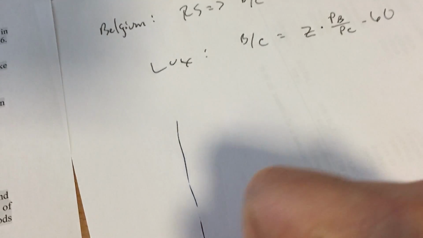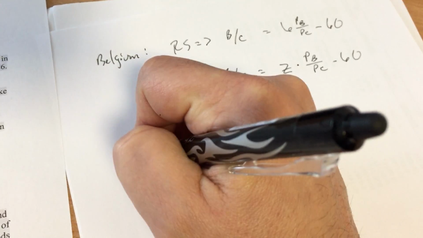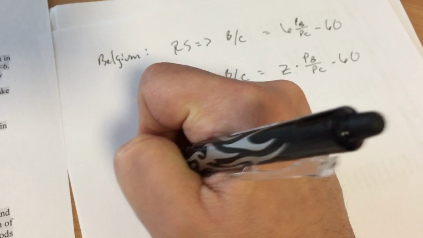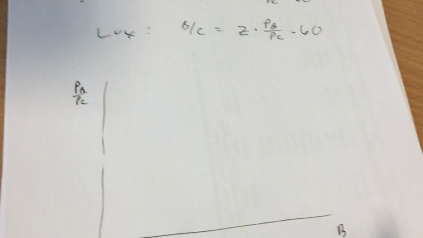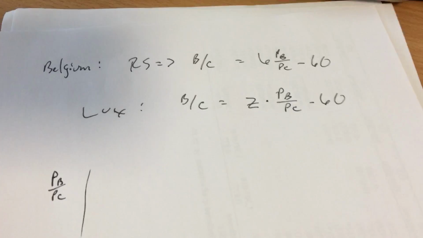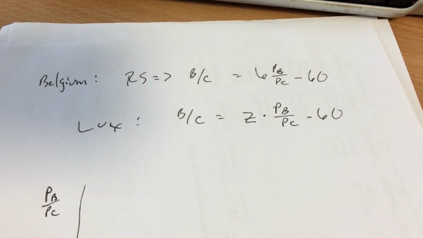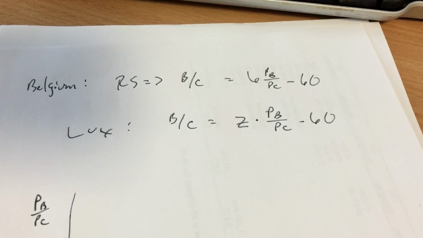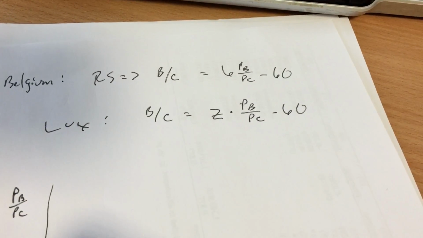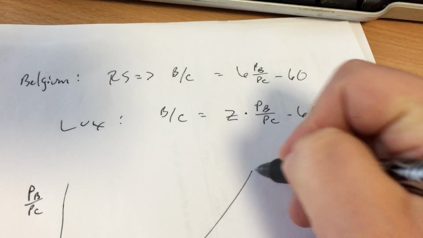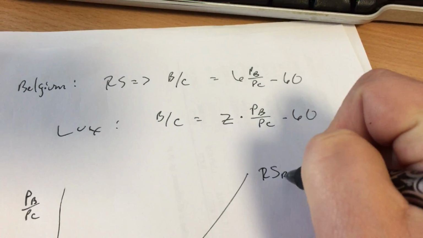All right, so what do we got? We've got the relative price of beer. We've got the amount of beer over chocolate. So when we've got the relative supply curve in Belgium, when the relative price is 10, they're not going to make any. So their relative supply curve looks something like that.